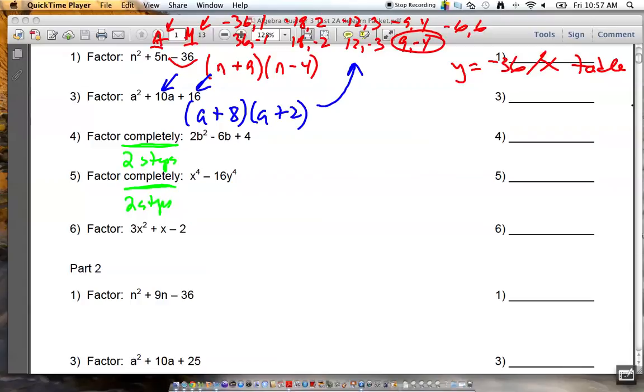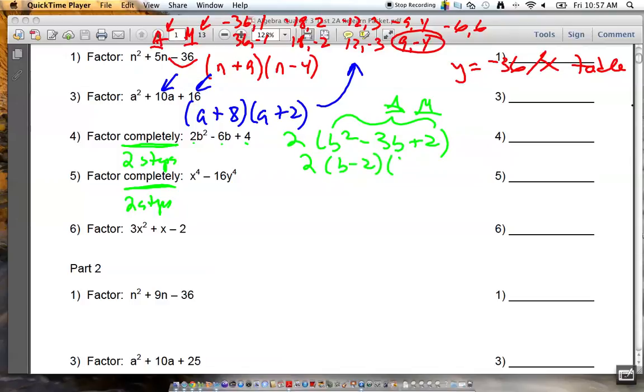So each of the next 2 questions are going to use 2 steps. For number 4, they share a 2 in common. So we're going to factor out that 2, and I get b squared minus 3b plus 2. Then I factor the resulting quadratic using AM, just like before, and I get 2 times b minus 2 times b minus 1. That's my correct answer to number 4.